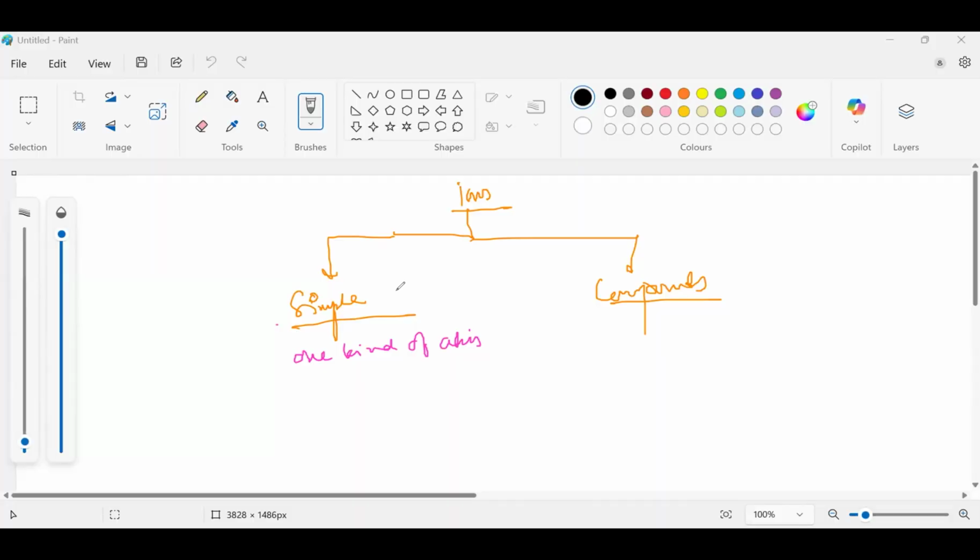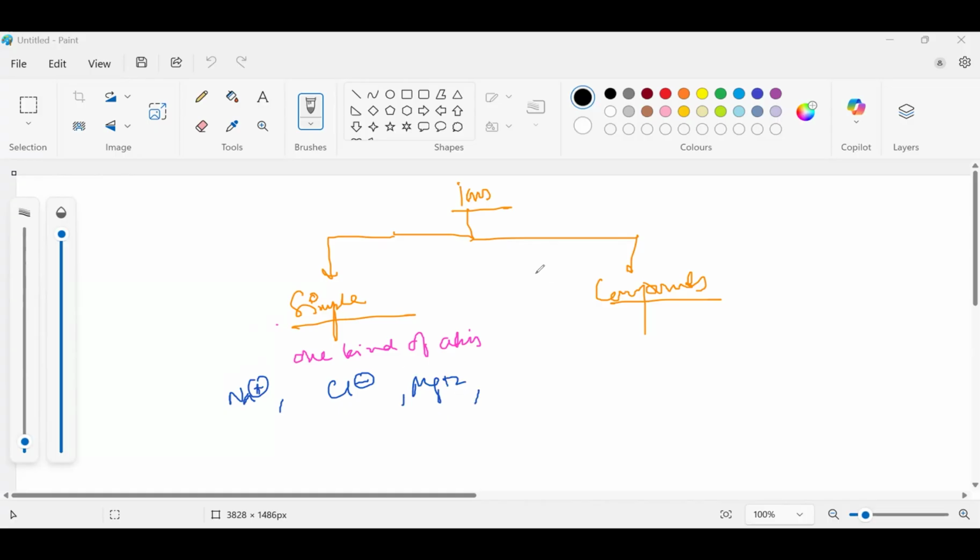When you talk about ions, they can be of two types: simple ions and compound ions. What are simple ions? Simple ions are those which contain one kind of atom, such as chloride, such as sodium. Understood? Such as magnesium, right? One kind of atoms, isn't it?